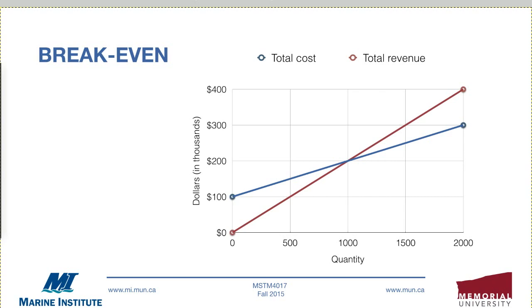Break-even quantity is the point at which you have sold enough units of a product so that the total revenue equals or exceeds total cost. Beyond that, you would be in the money, and prior to that you would be looking at a loss.